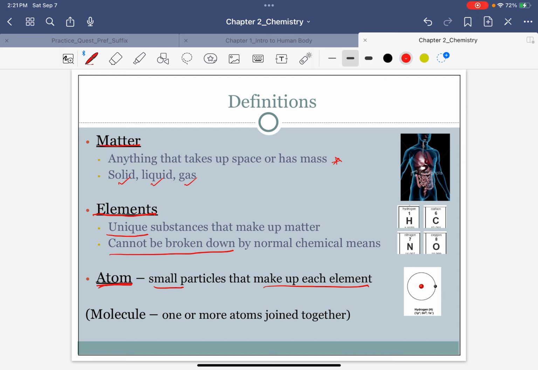And what you're noticing here, hopefully, is that we're building from small to large. So atoms are the smallest particles. Together, atoms join together to form elements. And then elements form together to form matter. So we're building from the smallest pieces, the smallest chemical pieces of us, atoms, which form elements, which ultimately form matter.